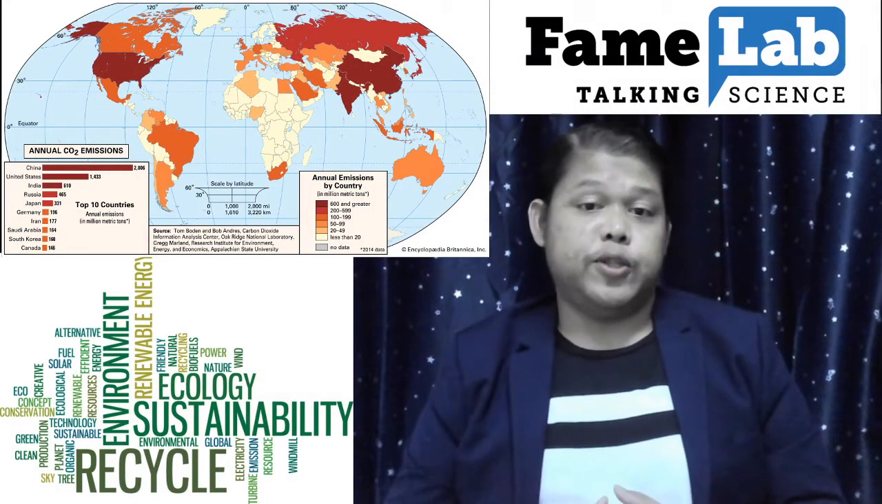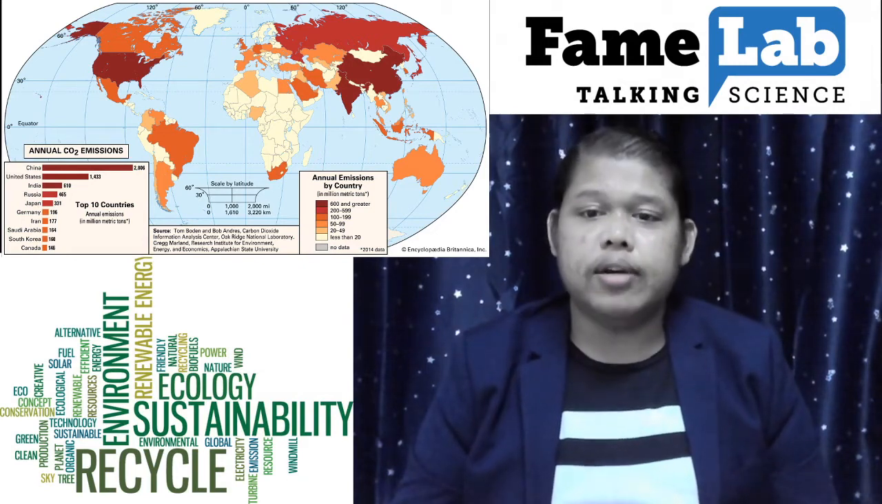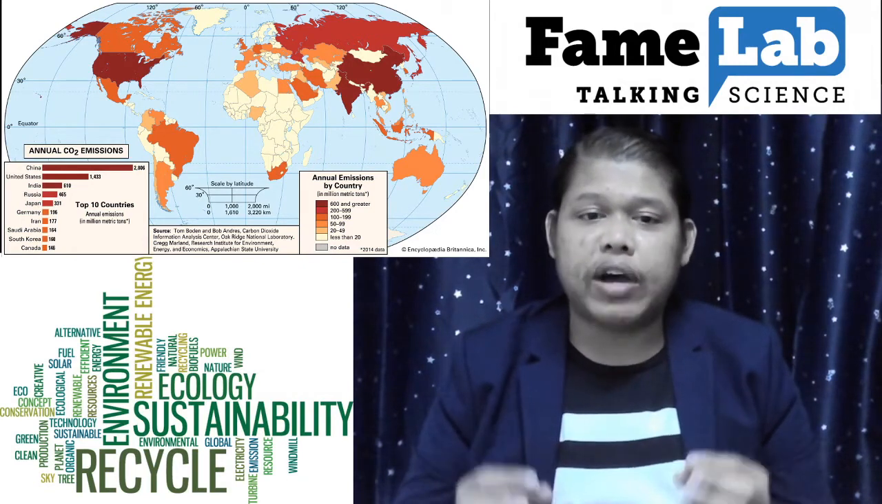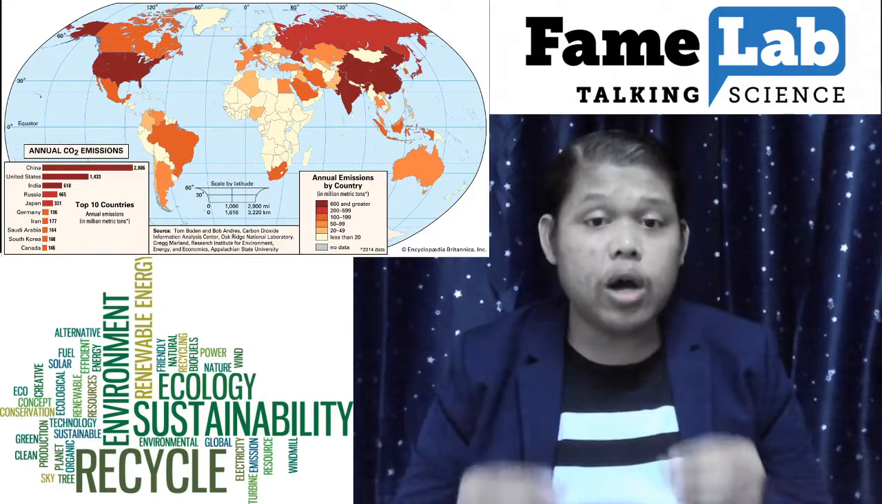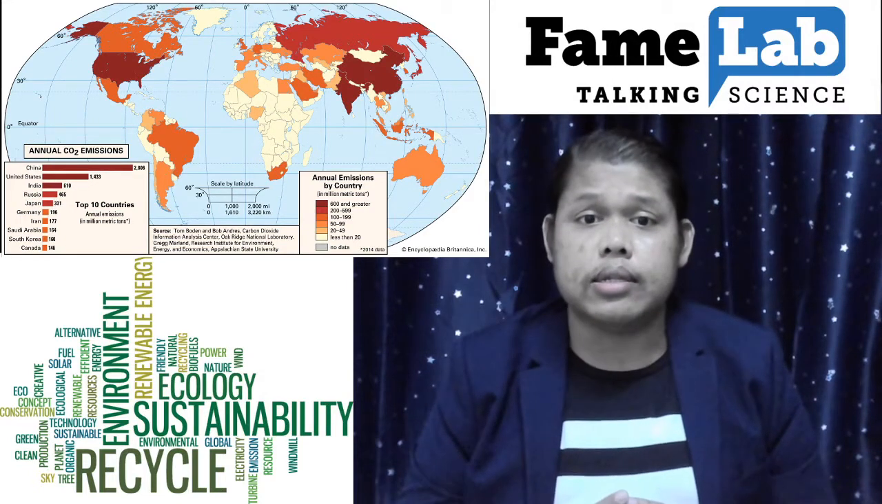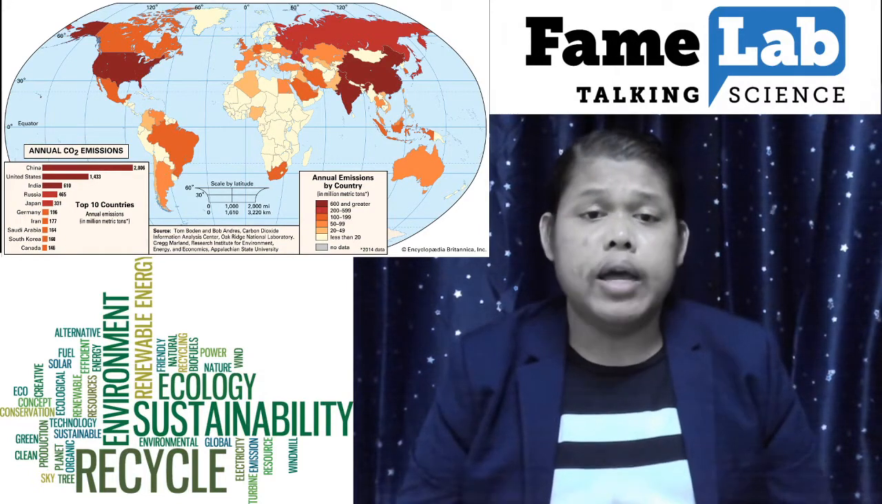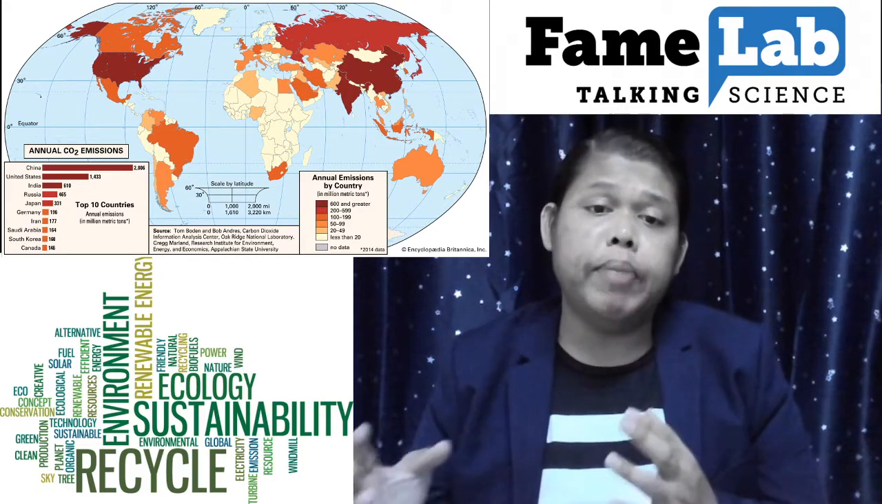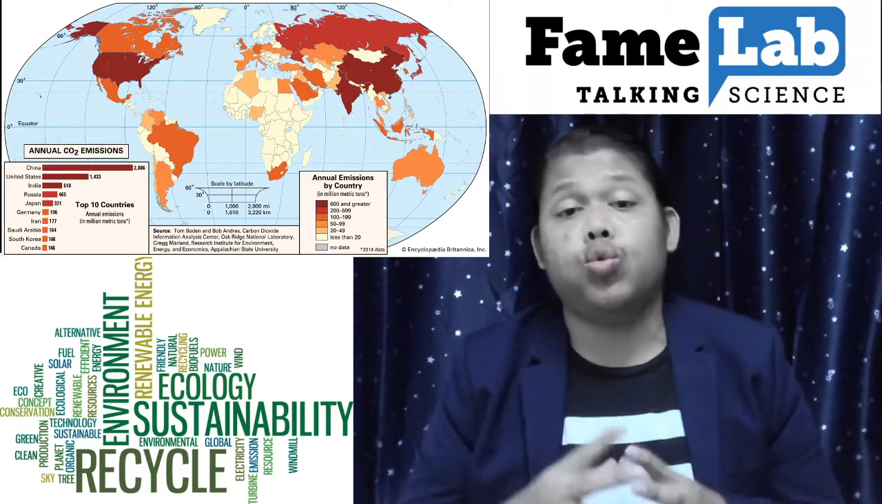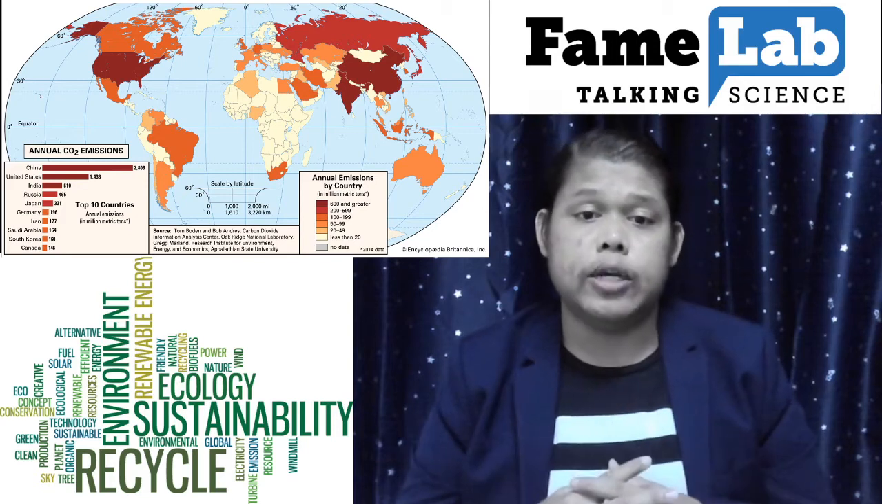When I was 5 years old in the 1990s, the average earth temperature was only 25 degrees Celsius. But now it's already 32 degrees Celsius. What caused this problem? Unplanned development and economic activities increasing the CO2 emission in our atmosphere.